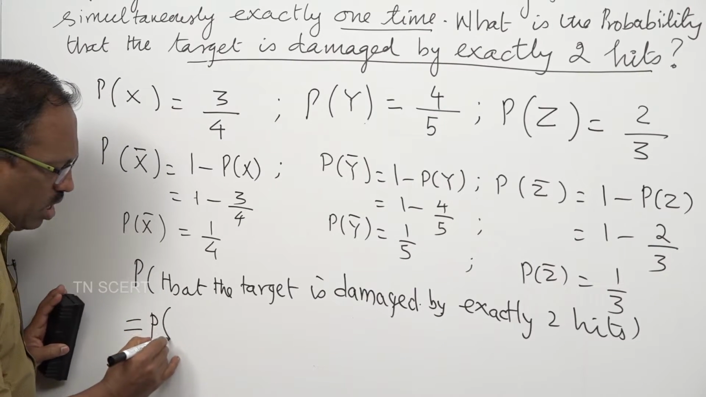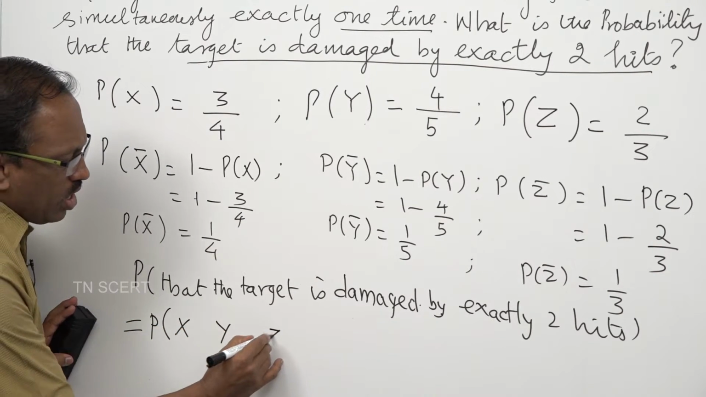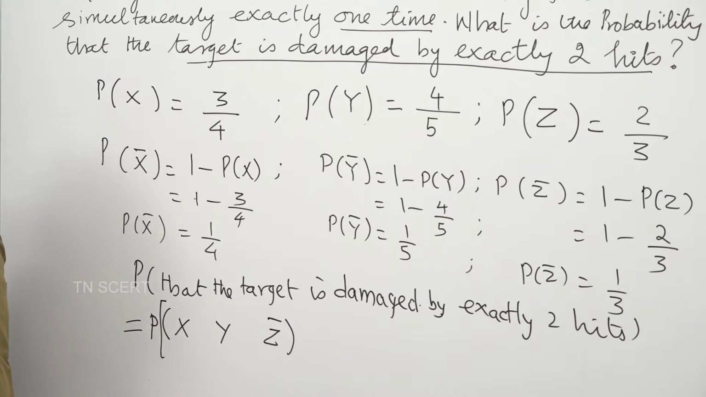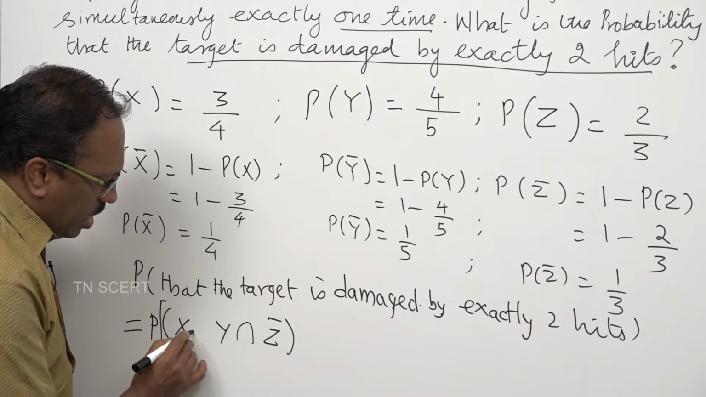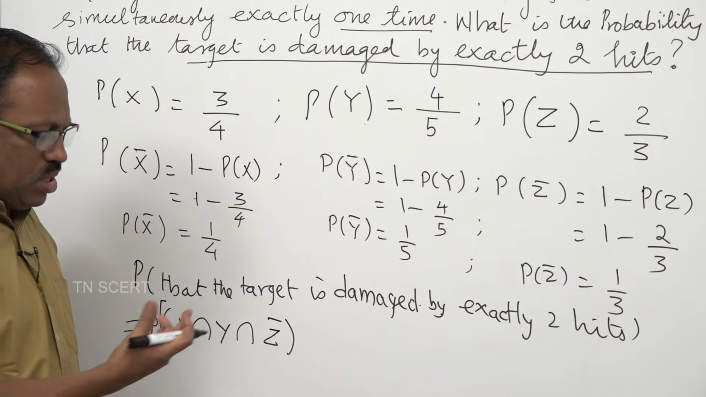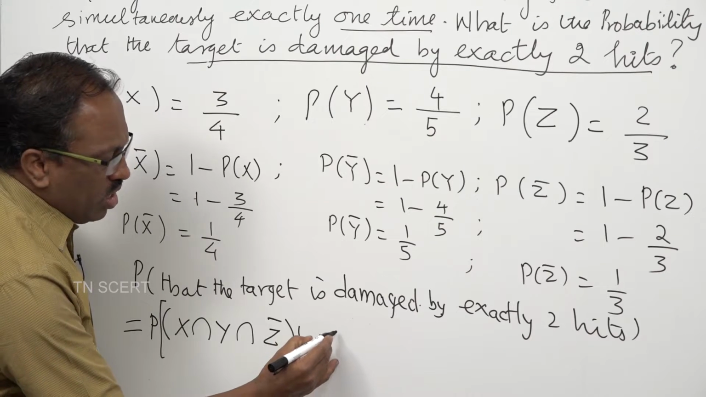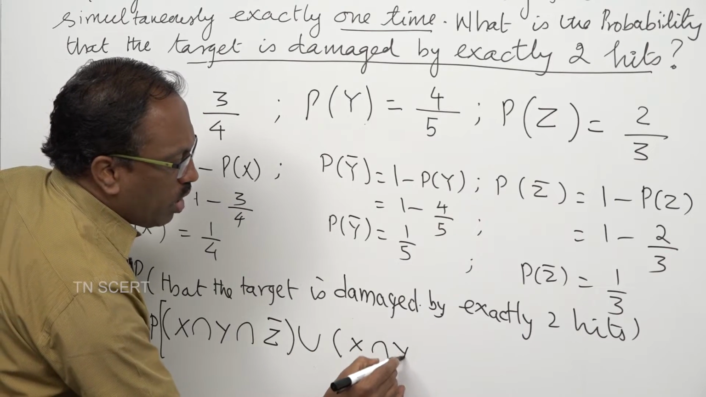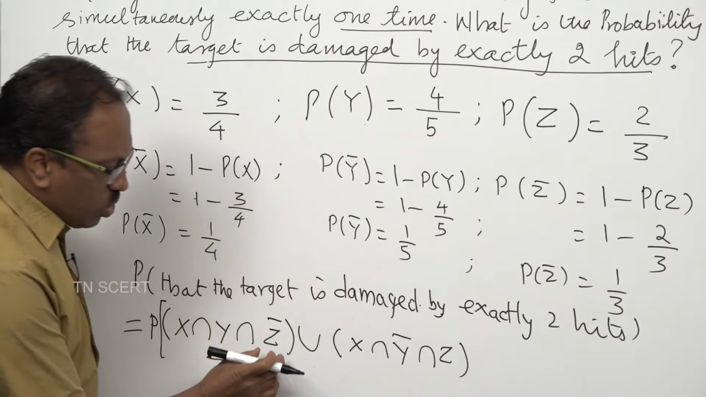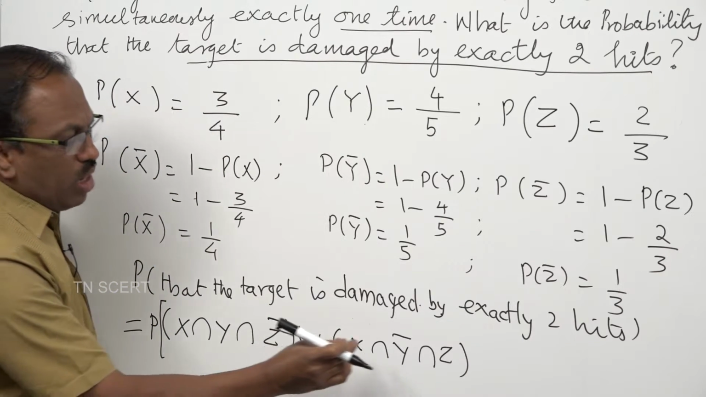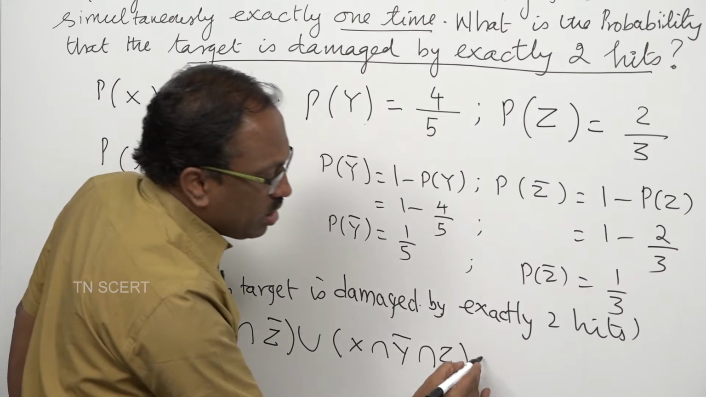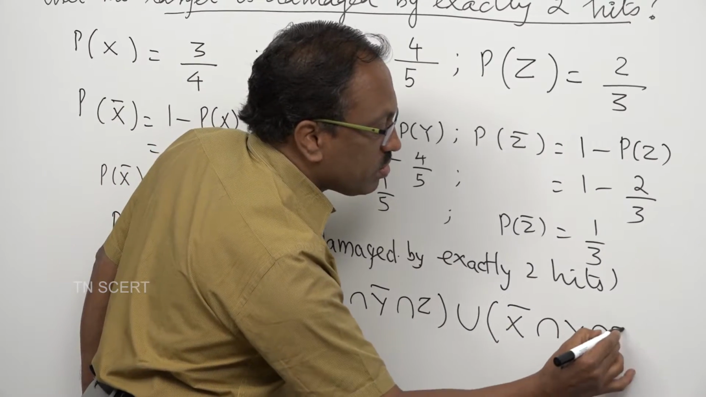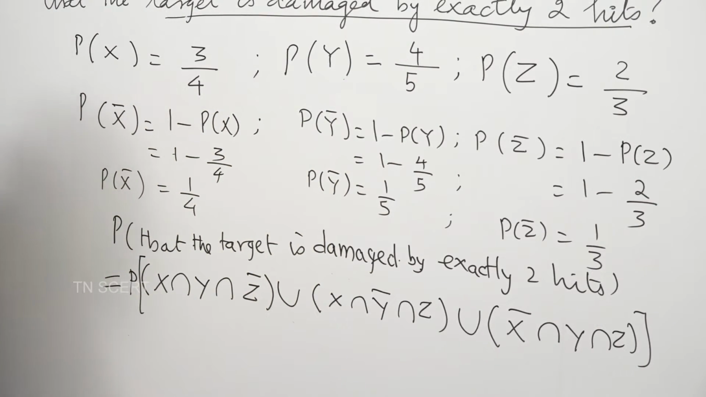One is, remember student, X intersection Y intersection Z bar. The other, I put intersection for these two, and the third person does not hit, and union, X intersection Y bar intersection Z. First, the third person does not hit; second, the second person does not hit the target; and the last one, the first person is not hitting the target. In this way we can make it out.